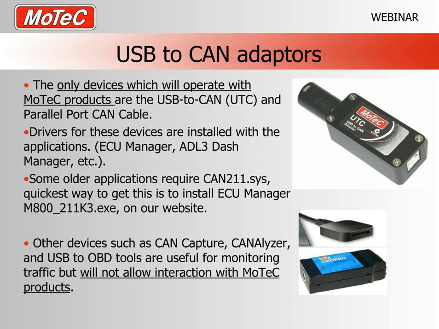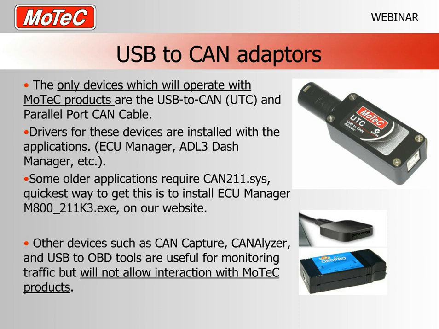So if you need to use that older cable and the driver hasn't been installed, then the simplest way is to install our ECU Manager M800 version 2.11. This includes the correct driver, which is called can211.sys. That's a system file, and it's kind of messy to install this manually, so we just normally install the ECU Manager version 2.11, which is an earlier version of ECU Manager, not recommended for our current M800. Our 3.5 ECU Manager actually is a much better system, but this will automatically install the CAN drivers for our parallel port CAN cable.